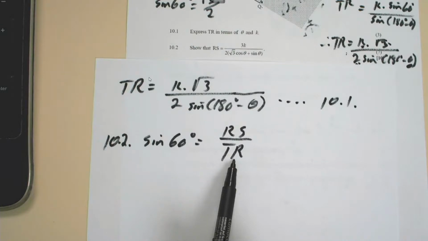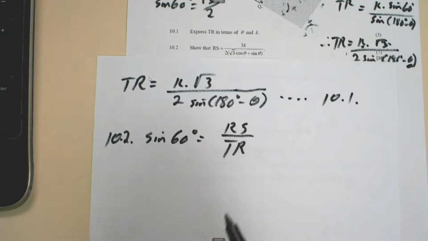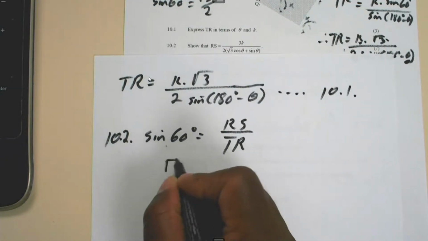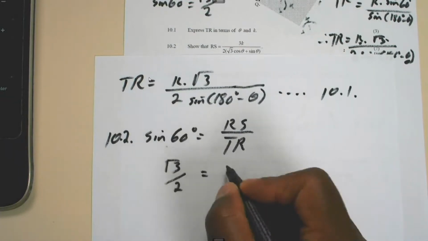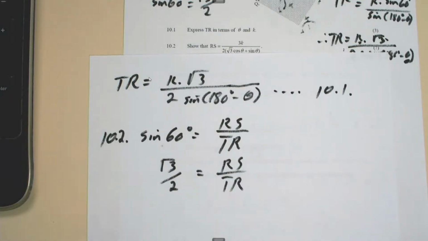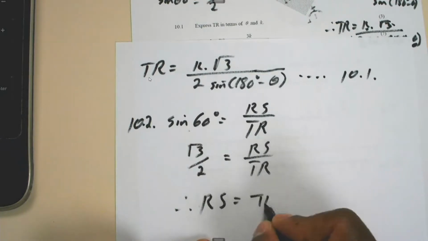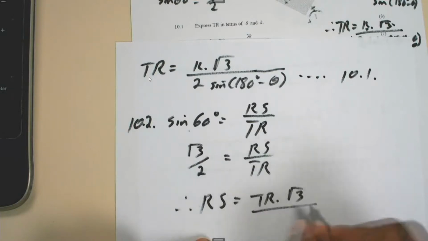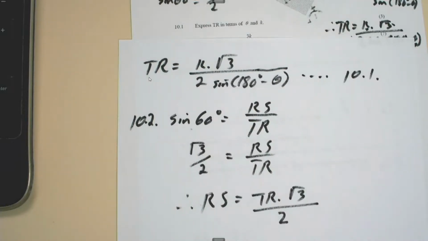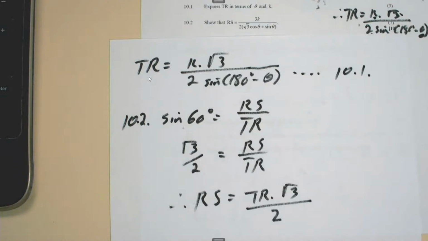Now I need to make RS the subject of the formula. What is the sine of 60? Sine of 60 is square root of 3 over 2, which is equal to RS over TR. Making RS the subject, RS will be equal to TR multiplied by the square root of 3 all over 2. Remember what you want. Check from time to time what it is that you are required to prove. We need to show that RS is 3K.